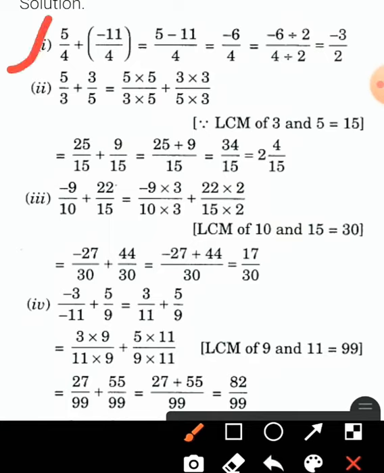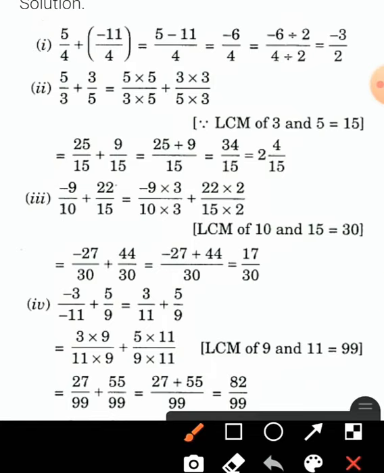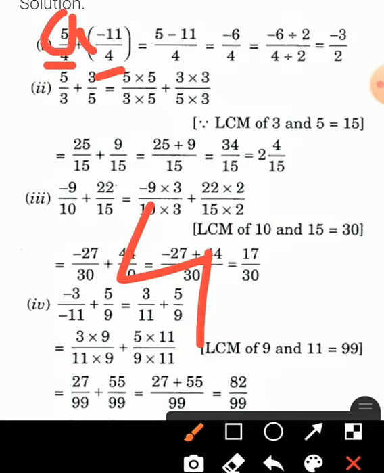So this is our first question, 5 upon 4 plus minus 11 upon 4. Now how will we do that? First of all, here also 4 and here also 4, so the denominator is the same, so we don't have to take out LCM in this. No need of LCM. Here also 4 is given, here also 4 is given, so LCM is not needed. Denominators are same, so LCM will be 4. Now numerator, here it is 5 and here it is minus 11.